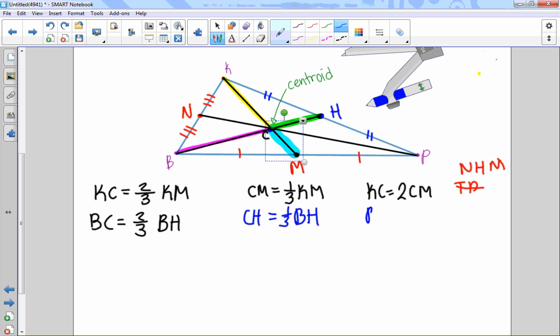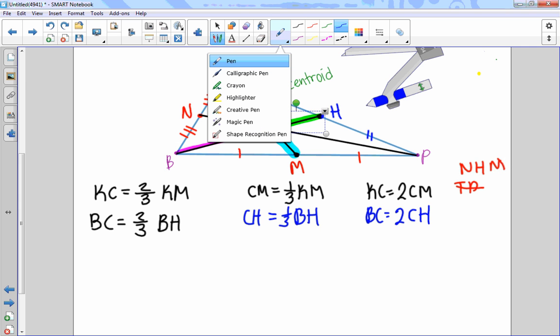And BC, how many CHs, that green segment, do you need to be the same length as the purple segment? How many of these green segments do you need to be the same length as the purple? 2, so you have to times by 2. Meaning that green segment is half the length of the purple, and the purple segment is twice the length of the green. And there's just one more that we haven't done.